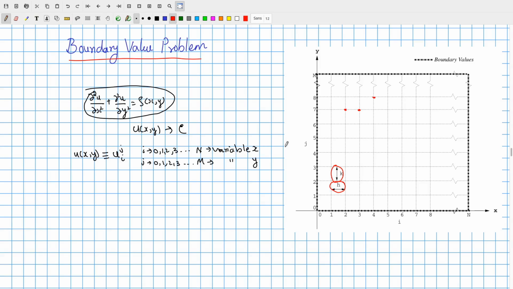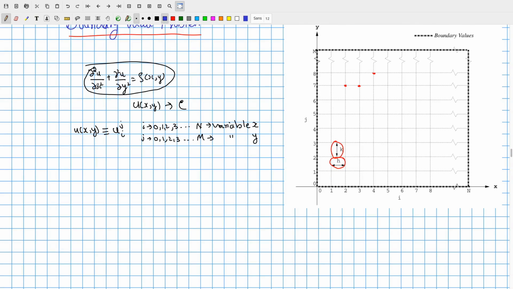So in the boundary value problem, given these boundary conditions, we are going to arrive at the value of the function at those grid points. We will arrive at it in one shot. We will see as we go along what we mean by it. First we will convert this partial differential equation into a finite difference equation.